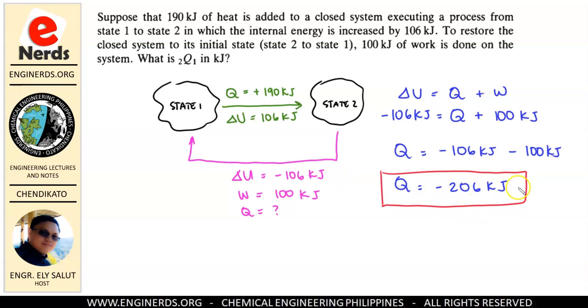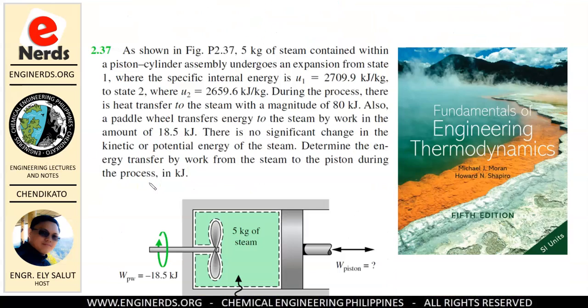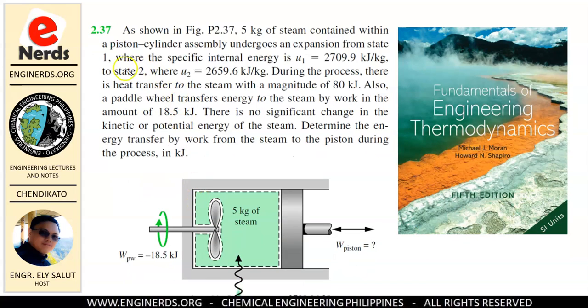And as you can see, our sign is negative because heat is released from the system to the surroundings. Okay, so to go back from state 2 to state 1 and adding 100 kilojoules of work, you will be releasing 206 kilojoules of heat in order to go back to our initial condition. Okay, so our last problem will be this one. And this is problem 2.37 from Fundamentals of Engineering Thermodynamics by Moran and Shapiro, 5th edition.